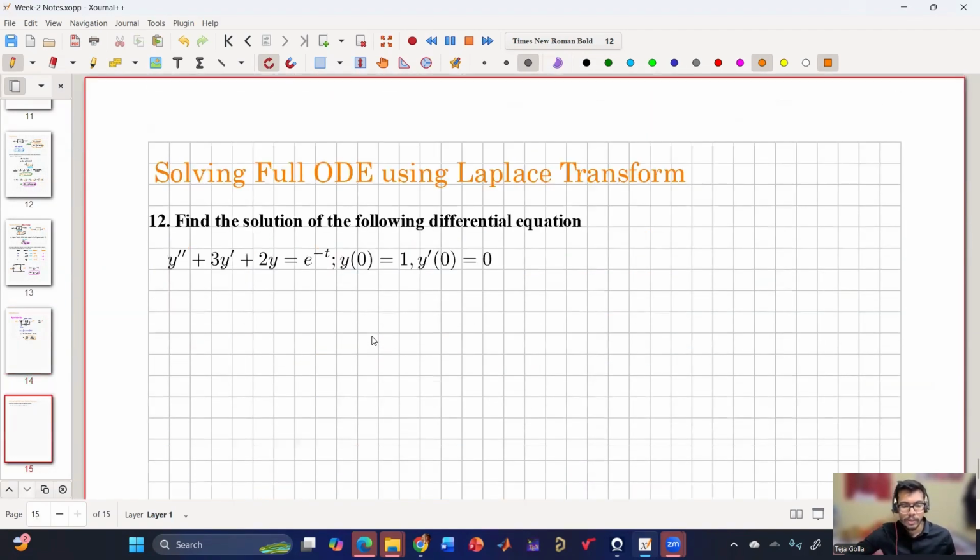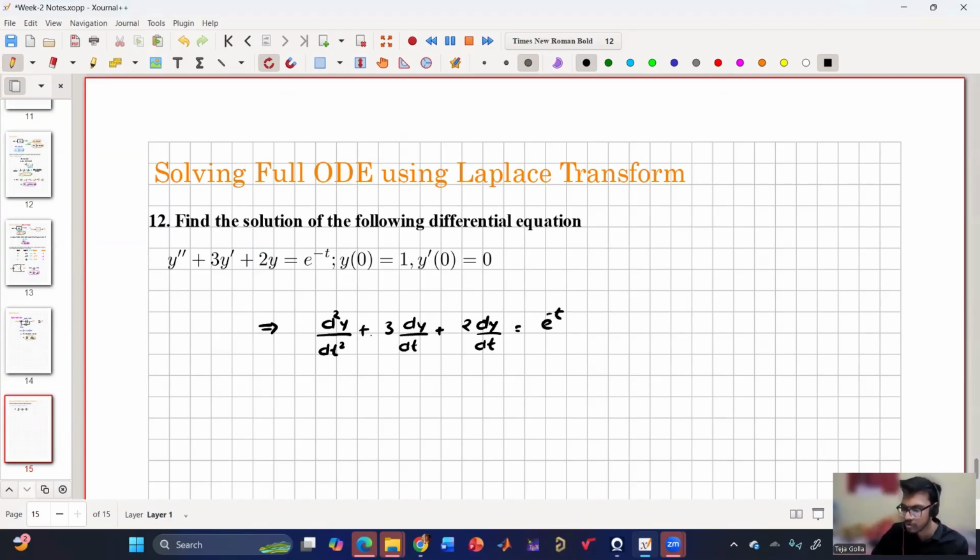Coming to our last topic, which is solving ordinary differential equations. We can also use Laplace transform to solve differential equations as well. So here I have one differential equation, which is y double dash plus 3 into y dash plus 2y is equal to e to the power minus t. So we can apply Laplace transform. So if I rewrite this expression, it is d square y by dt square plus 3 into dy by dt plus 2 into y is equal to e to the power minus t.